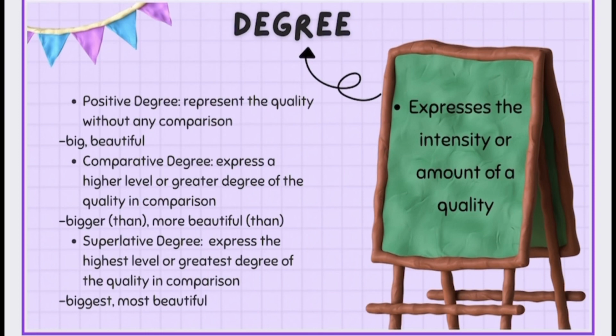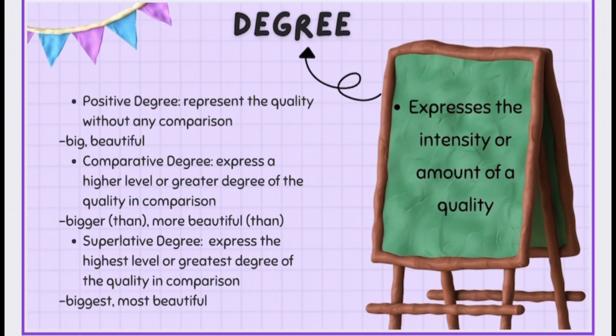beautiful. Comparative degree: the comparative degree is used to express a higher level or greater degree of the quality in comparison to one of two items. It's usually formed by adding -er to adjectives or more before adverbs. For example, bigger or more beautiful.